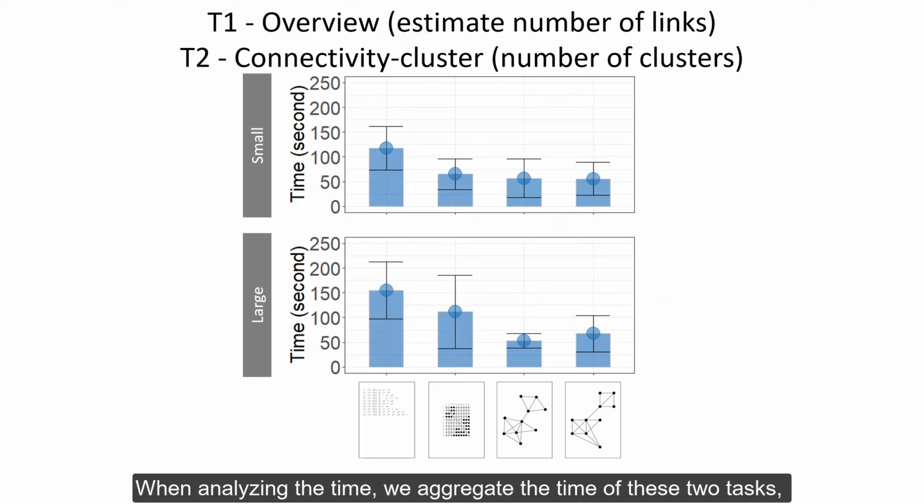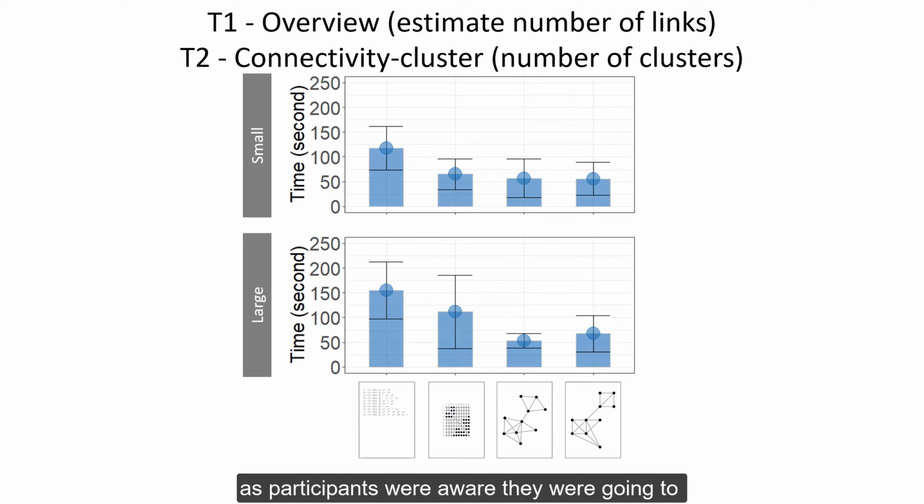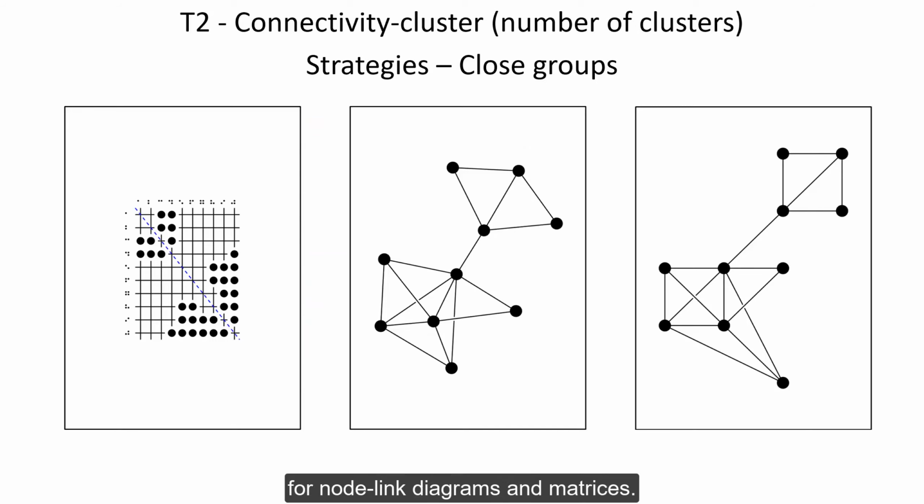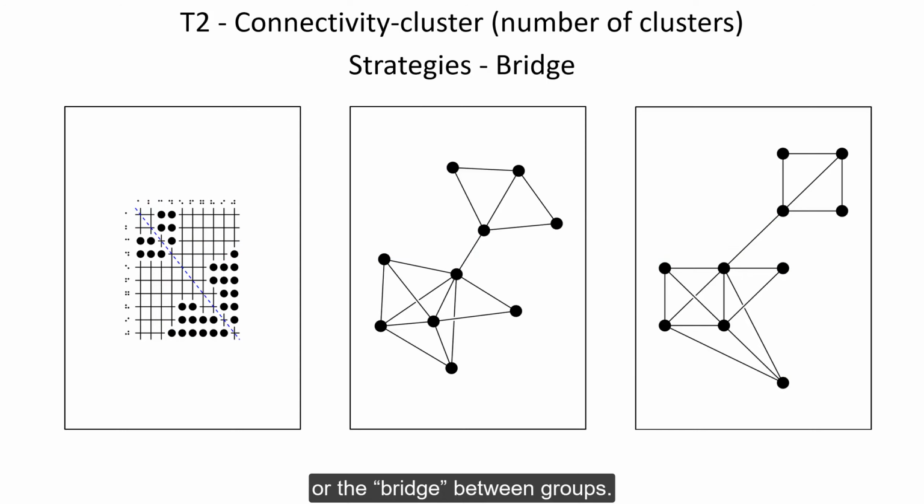When analyzing the time, we aggregate the time of these 2 tasks, as participants were aware they were going to be asked task 2 when they were exploring task 1. We found participants took significantly longer with text than with the other 3 representations. Participants also reported to have relatively well-defined strategies for node link diagrams and matrices. They either identify closed groups or the bridge between groups.